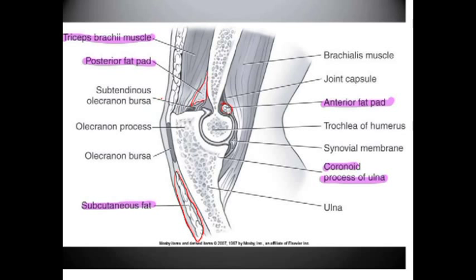When you hear of trauma to the elbow area, usually you're going to look for fat pad displacement, because if you have trauma to the distal portion of the humerus, it should displace some of the fat pad. That's one of the sure signs of trauma to an elbow region. Also notice that we have the triceps coming in, and the brachialis muscle coming in.